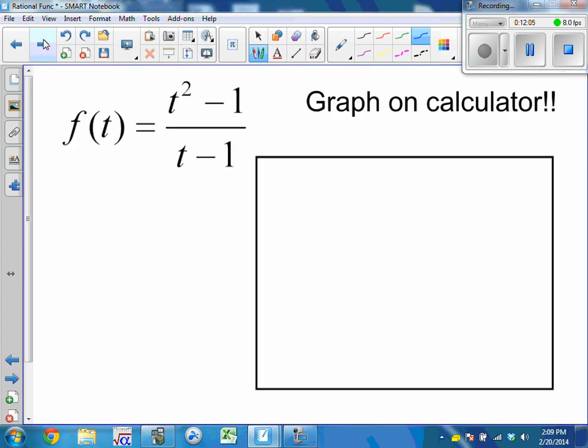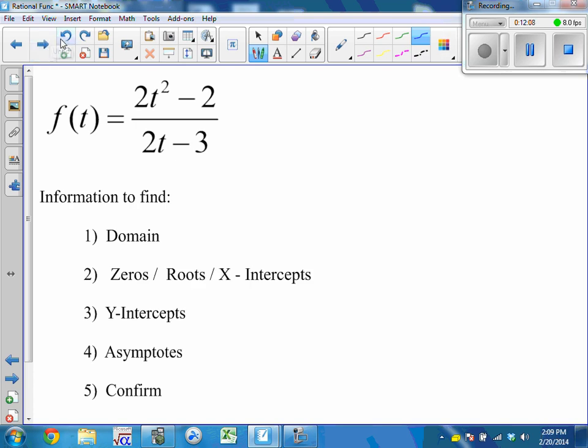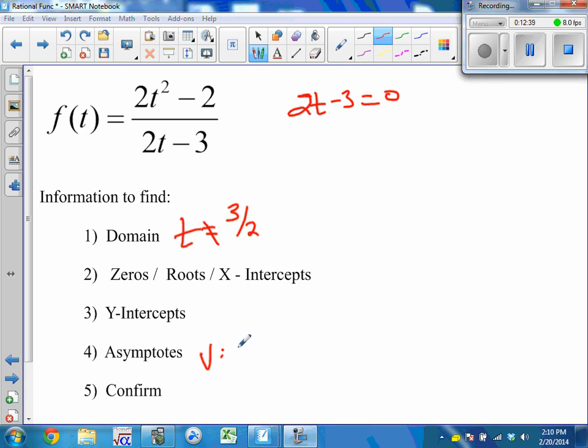However, as our functions get more complicated, this is harder to see. It's harder to tell directly from the calculator without using these rules. For example, here, what makes the bottom 0? Well, if 2t minus 3 is 0, then t, x, cannot be 3/2. So then my vertical asymptote is x equals 3/2.